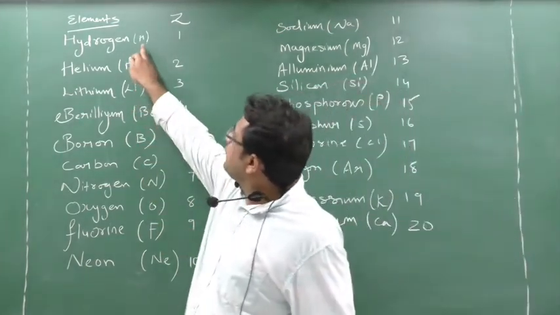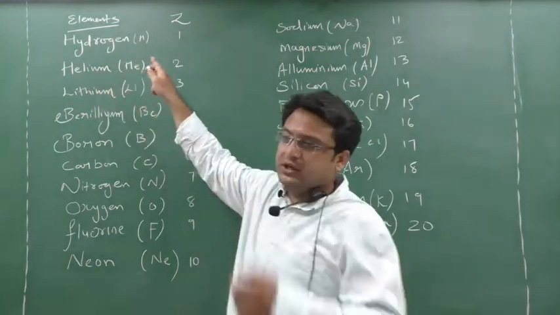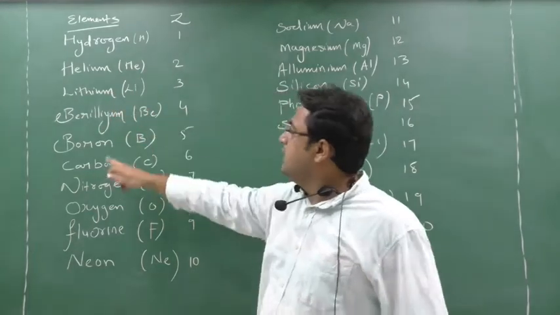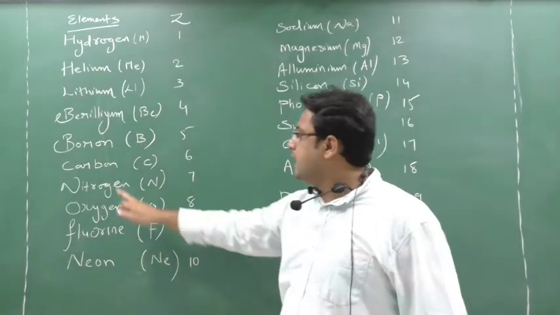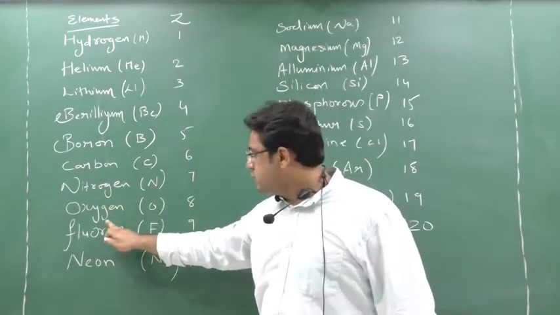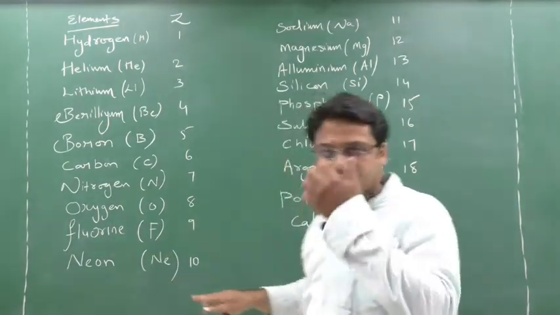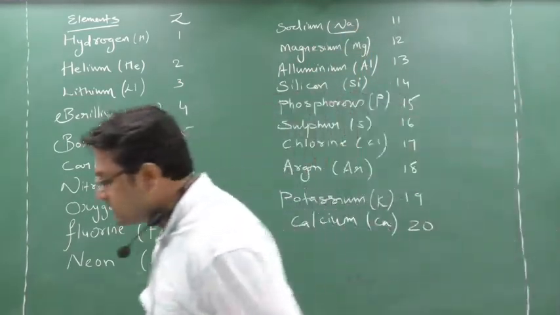See, the symbol for hydrogen is H. Helium symbol is He. Lithium symbol is Li. Beryllium symbol is Be. Boron symbol is B. Carbon symbol is C. Nitrogen is N. Oxygen is O. Fluorine is F. Neon is Ne. Sodium symbol is Na.